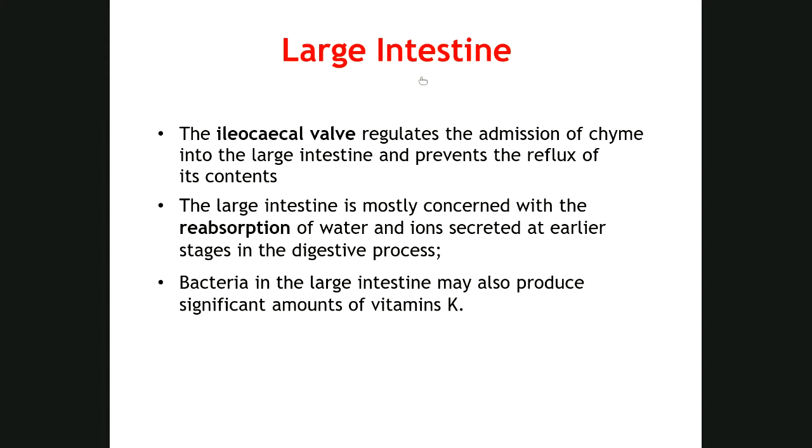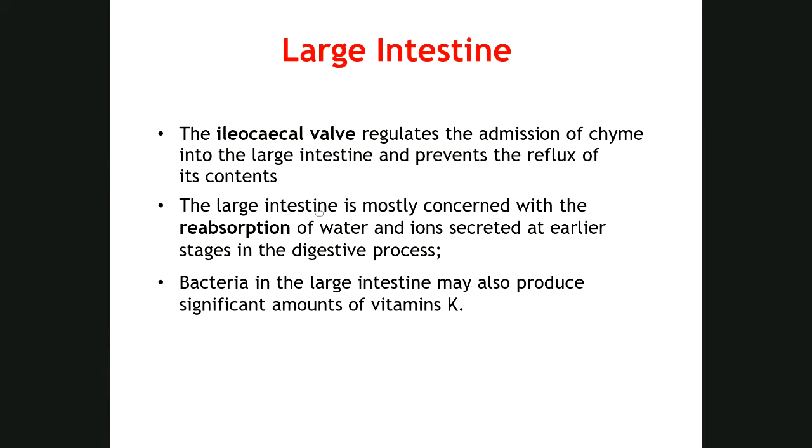The large intestine starts with the ileocecal valve, which is the valve that regulates the passage of chyme from the last part of the small intestine, the ileum, into the first part of the large intestine, the cecum, and that's called the ileocecal valve. The name comes from both parts, and this valve will prevent the backflow of chyme into the small intestine. So it will control the flow between the small and large intestine.